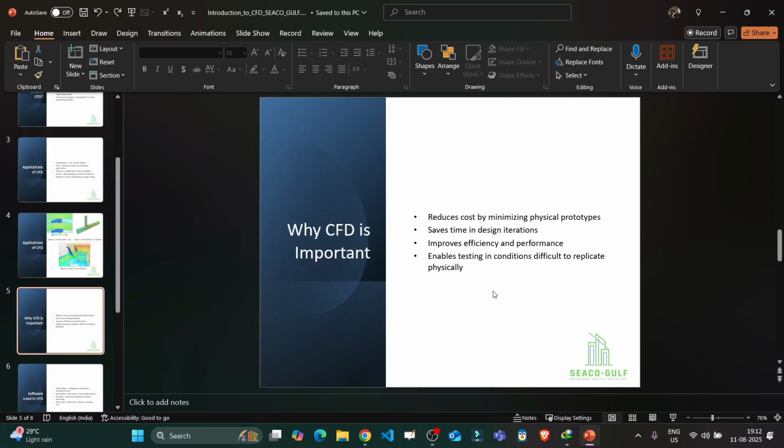Okay, so with the help of CFD you can make a model, do a CFD analysis, and with the help of the analysis of the results, which you call post processing, you can get results which are physically very difficult to obtain.